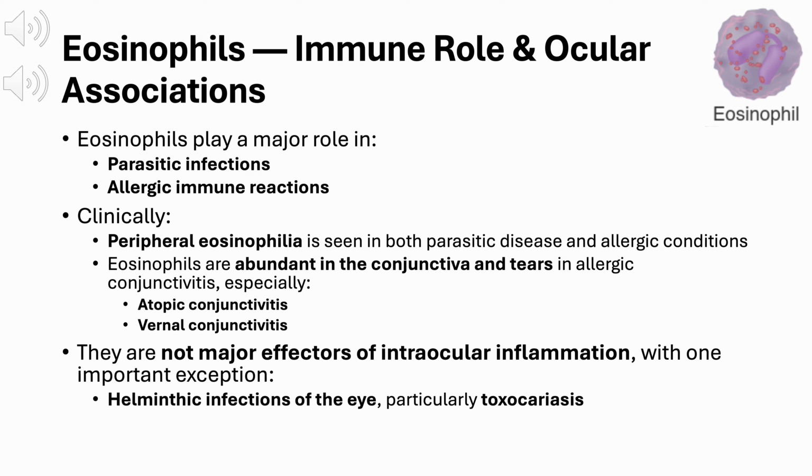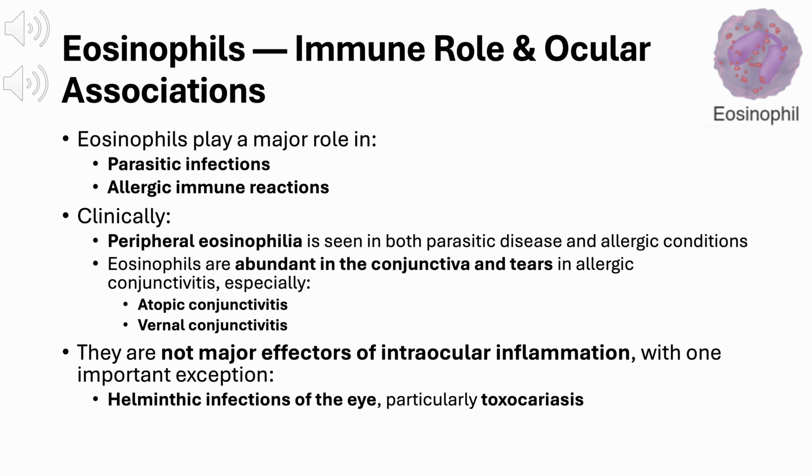Functionally, eosinophils are most important in parasitic infections and allergic immune reactions. This is why peripheral eosinophilia can be seen in both settings. In ophthalmology, eosinophils are especially relevant at the ocular surface.